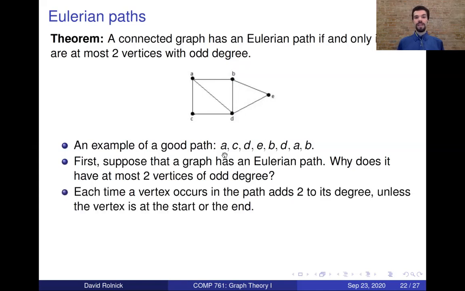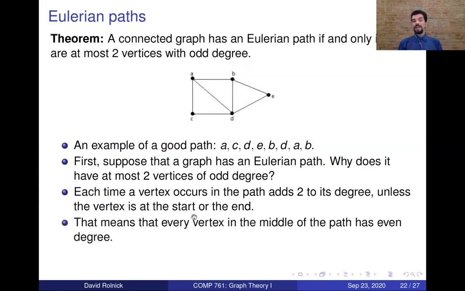Yes. So each time a vertex occurs in the path, it adds 2 to its degree unless the vertex is at the start or the end. Each time we enter a vertex, we have to leave it unless it's the first vertex or the last vertex in the path. That means that every vertex in the middle of the path is going to have even degree, because each time we go through it, it just adds 2 to the degree. The only things which end up with odd degree are the first and the last one.